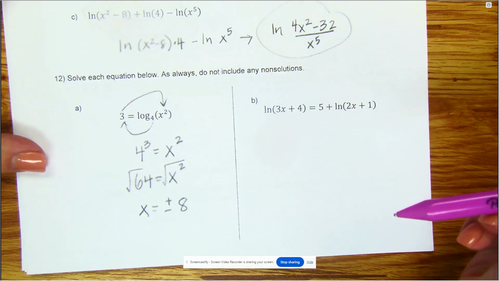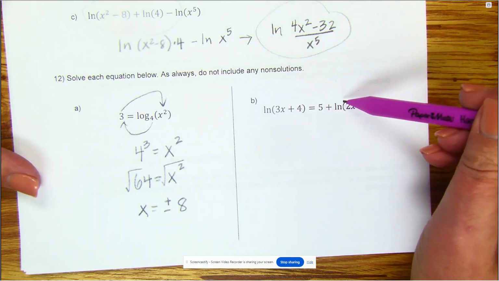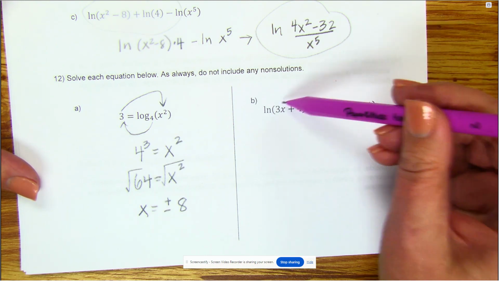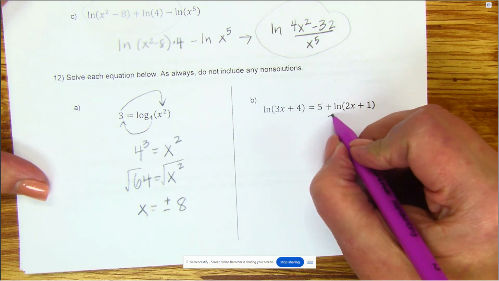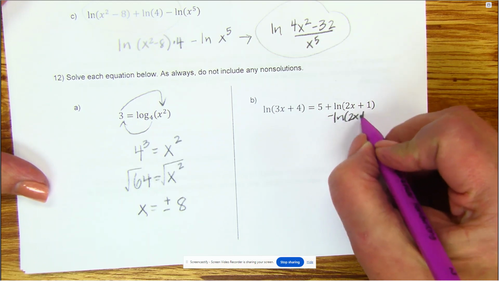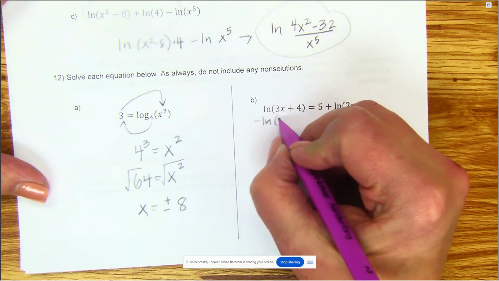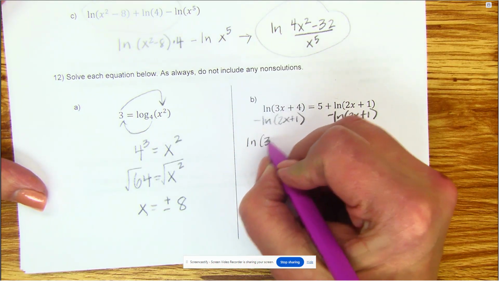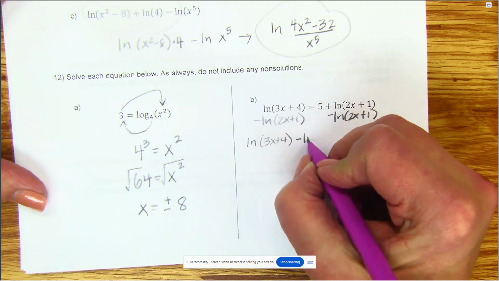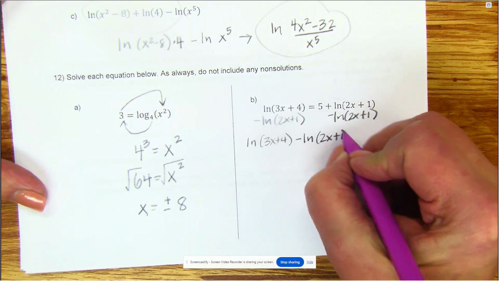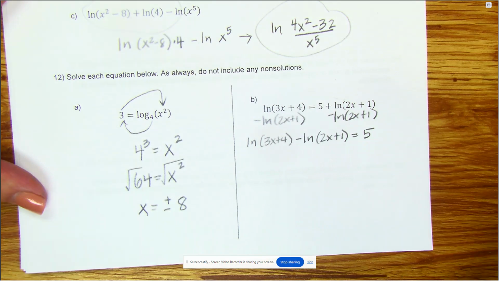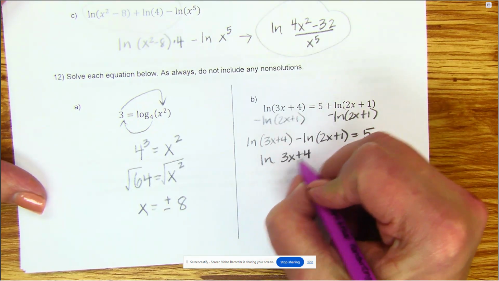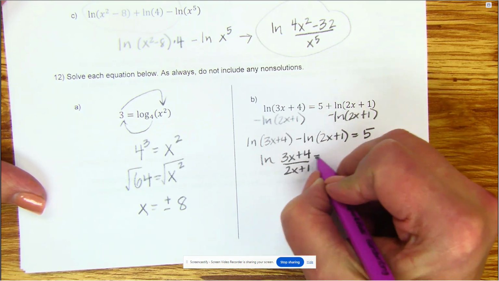All right, letter B. This problem has two natural logs in it. So in order to solve this, I'm going to need to somehow get these on the same side so I can condense them. So I'm going to subtract this one over here. And if you can imagine, I'm going to have two logs with the same base, base e, that are being subtracted. So I can condense those by division. So this is the natural log of 3x plus 4 all over 2x plus 1 equals 5.